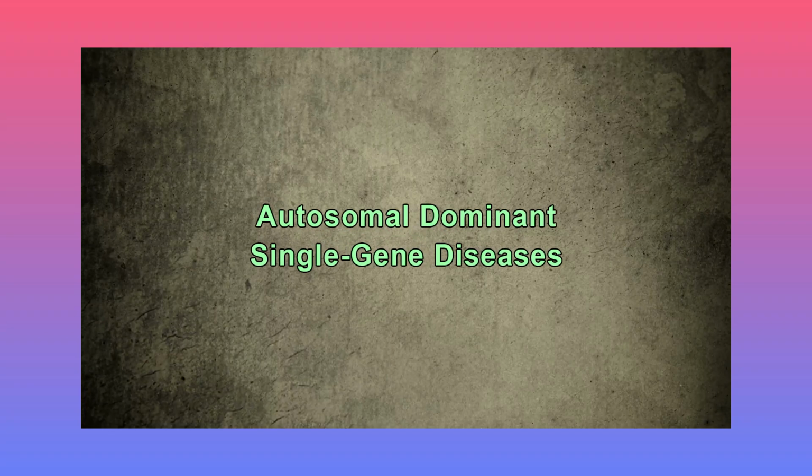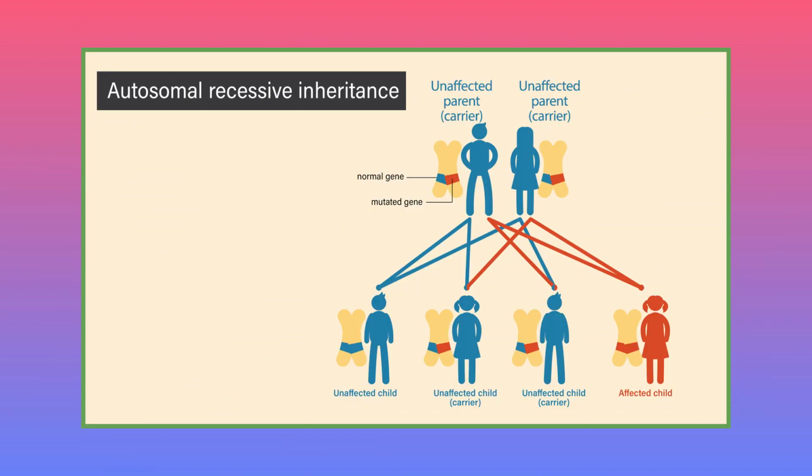Dear students, now let us discuss the autosomal recessive single gene disease. Autosomal recessive single gene diseases occur only in individuals with two mutant alleles of the disease-associated gene. Remember, for any given gene, a person inherits one allele from his or her mother and one allele from his or her father. Therefore, individuals with an autosomal recessive single gene disease inherit one mutant allele of the disease-associated gene from each of their parents.